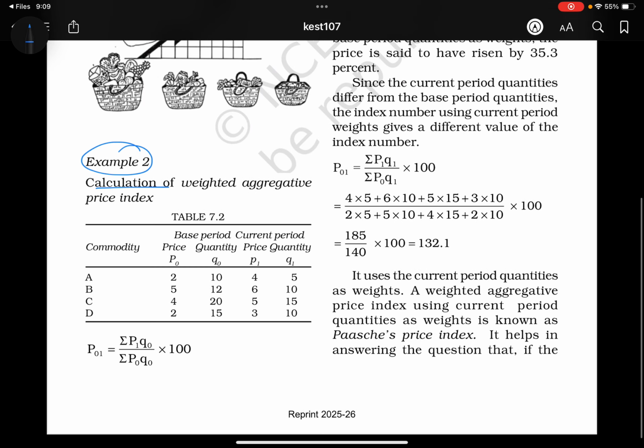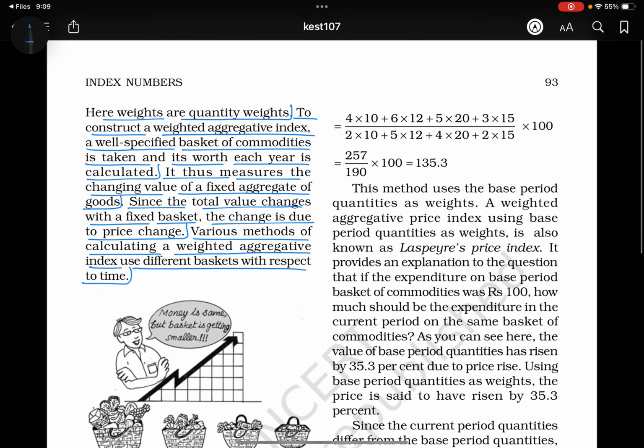Example number 2, calculation of weighted aggregative price index. Commodity A, B, C, D. Base price P0, base period quantity Q0, current price P1, current period quantity Q1. A का कितना है? 2, 5, 4, 2, फिर 10, 12, 20, 15, 4, 6, 5, 3, 5, 10, 15 और 10. P01 = ΣP1Q0 divided by ΣP0Q0 into 100.